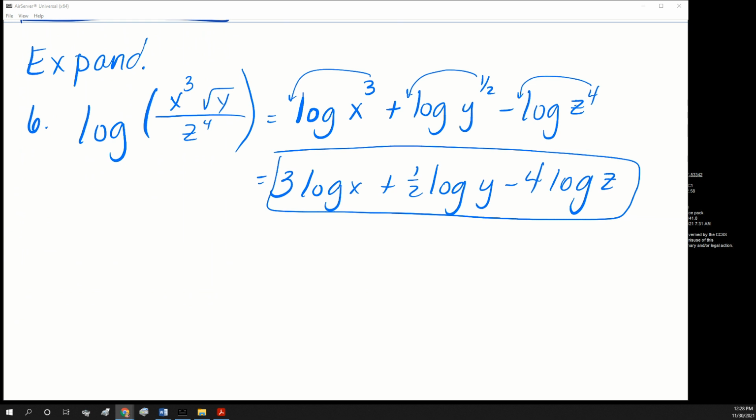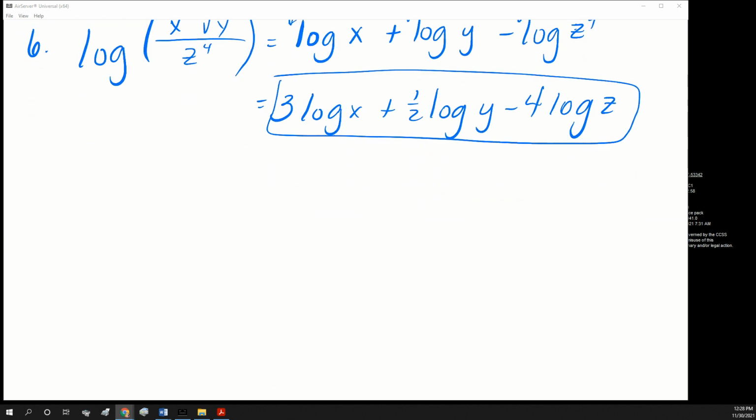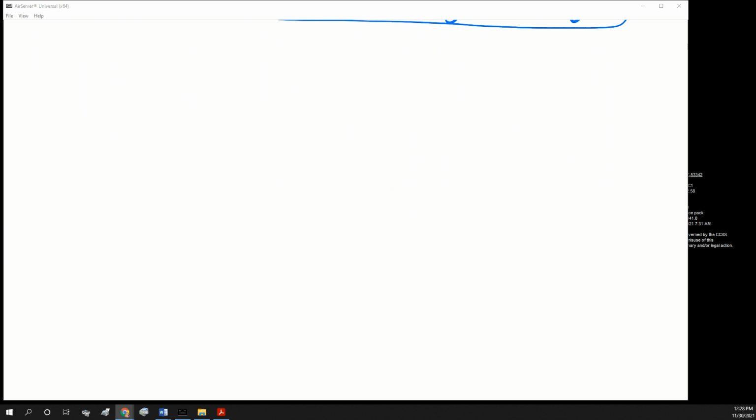Now the next one is similar, it's just slightly weird because we're going to start off with some negative exponents, but you'll figure it out. All right, so for number 7, we have the natural log, and then we have another fraction. The numerator, we have a to the negative 7, and the denominator, we have b to the 5th, c to the negative 2nd.